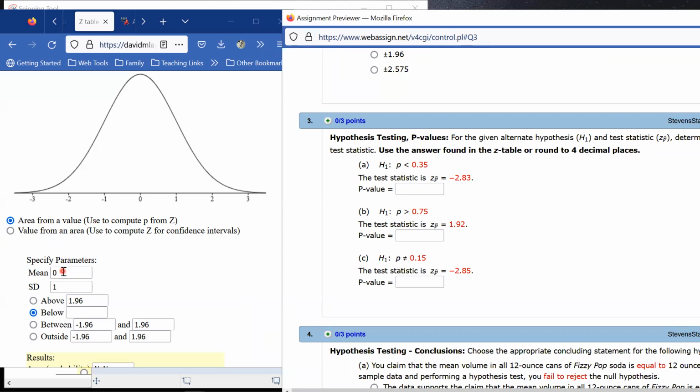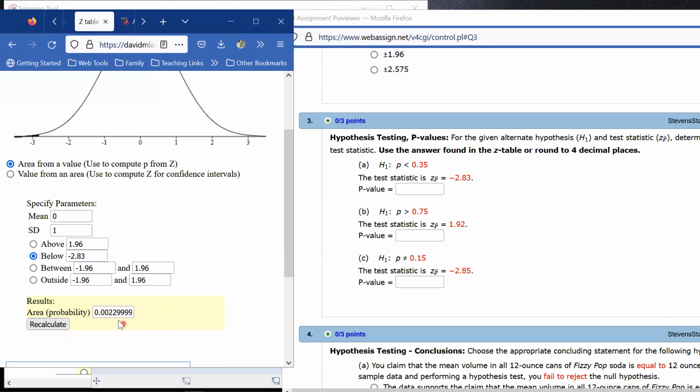We're going to have mean 0, standard deviation 1, because these are z-scores. We're on the standard normal curve. And because it's left-tailed, we want below, and we're going to type in negative 2.83. And then it should calculate it, and it's a very small p-value. This would lead to rejecting H0, right?